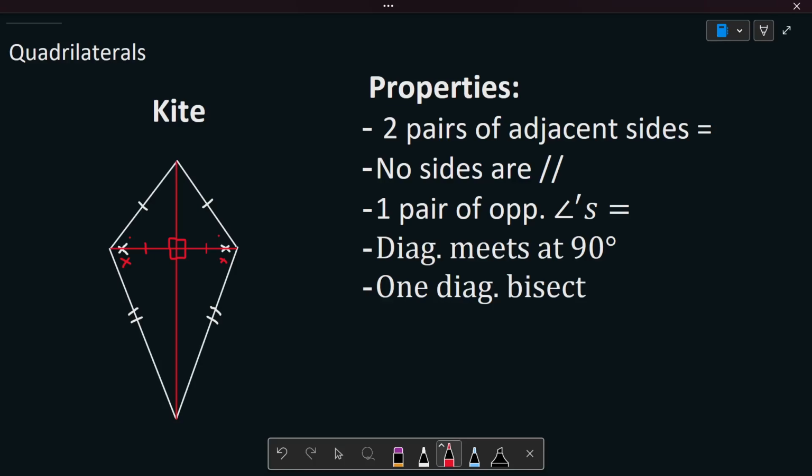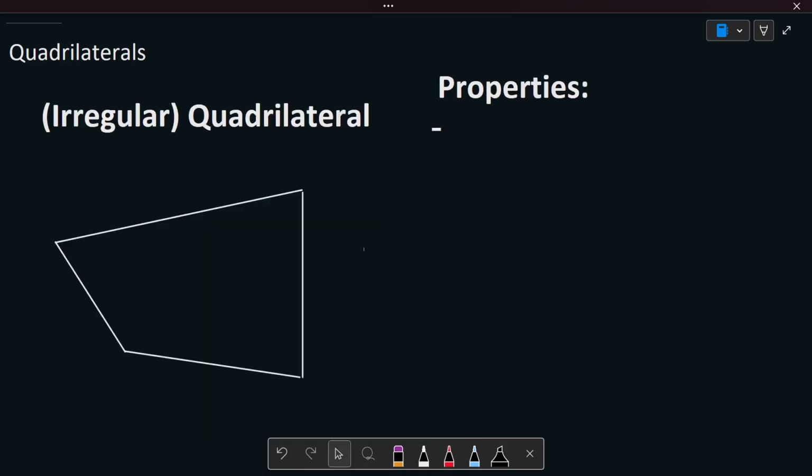Okay, and now we're going to go to our last shape, and it's not really a shape, but at the same time, I just wanted to add it to this video to indicate what quadrilaterals are normally used for in geometry, Euclidean geometry. So here's our last quadrilateral, and this is the irregular quadrilateral.